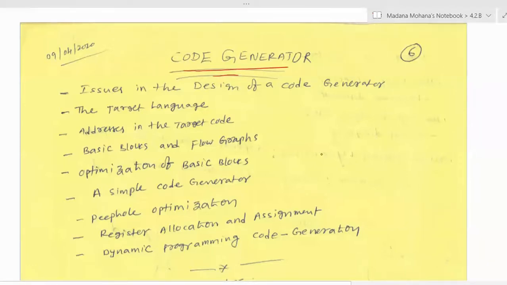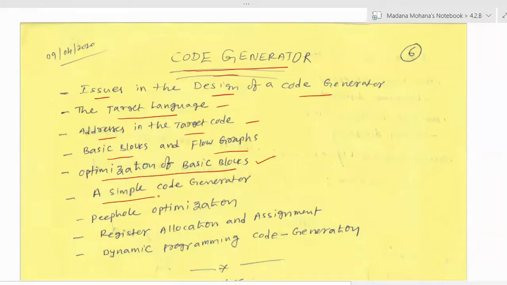So as part of code generator, the following are various topics. First, we will discuss various issues in the design of a code generator. Then the target language, addresses in the target code, basic blocks and flow graphs, optimization of basic blocks, a simple code generator, peephole optimization, register allocation and assignment, dynamic programming code generation. These are all the various topics we're going to cover under the code generation phase.